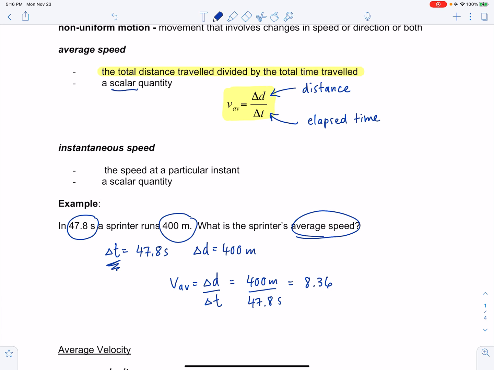Now, what will the unit of measurement be? Whatever you do to the numbers, you must do to the units as well. So if you're dividing 400 by 47.8, then you're dividing meters by seconds. And that ends up being the units. So the speed is 8.36 meters per second, or we can round this to 8.4 meters per second.